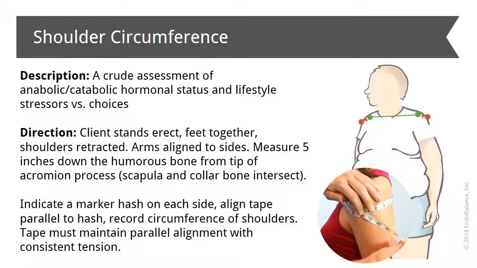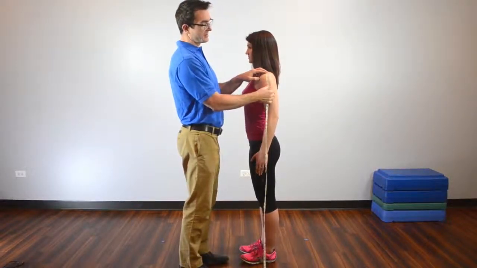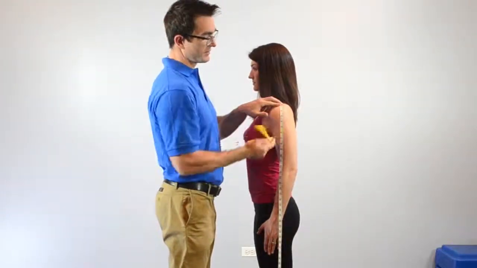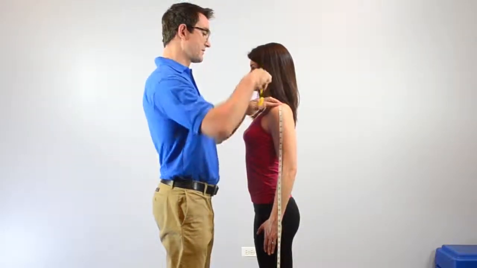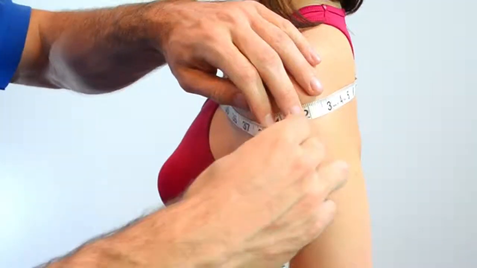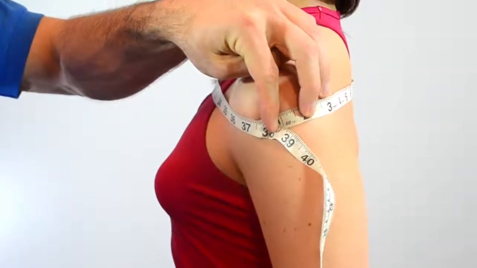Shoulder circumference. Description: a crude assessment of anabolic, catabolic hormonal status and lifestyle stressors versus choices. Direction: client stands erect, feet together, shoulders retracted, arms aligned to sides. Measure 5 inches down the humerus bone from tip of the acromion process, where the scapula and the collarbone intersect. Indicate a marker hash on each side. Align tape parallel to hash. Record circumference of shoulders. Tape must maintain parallel alignment with consistent tension.